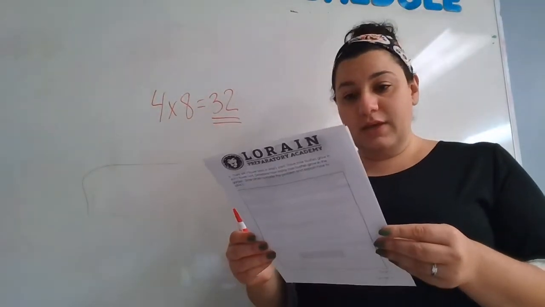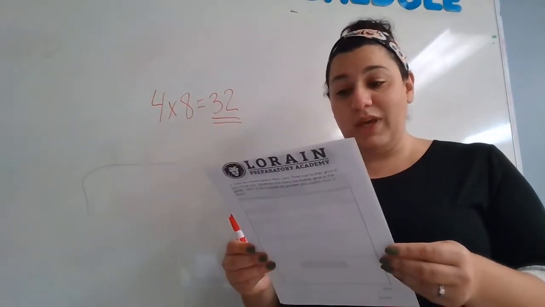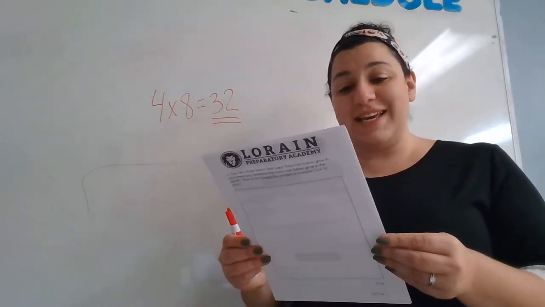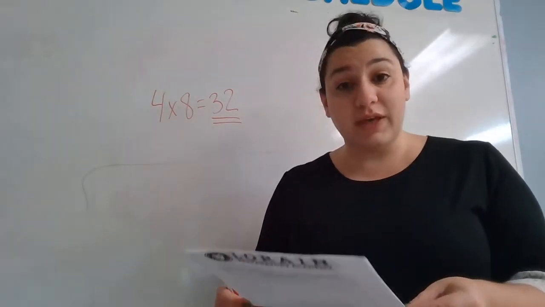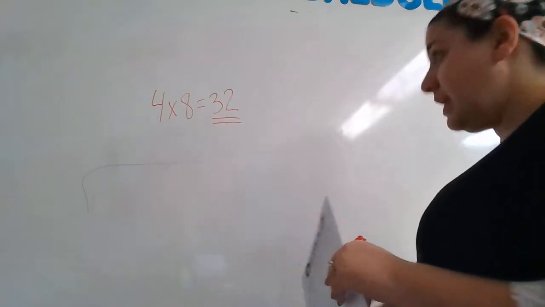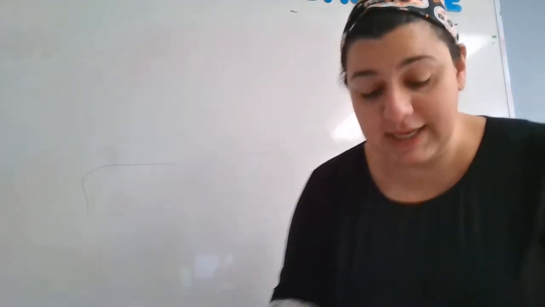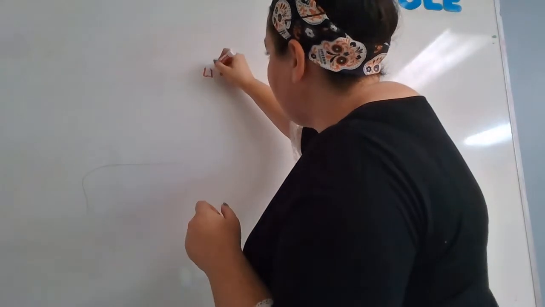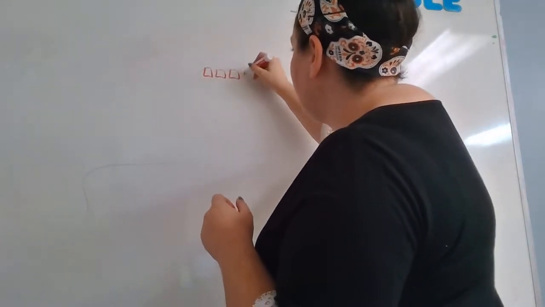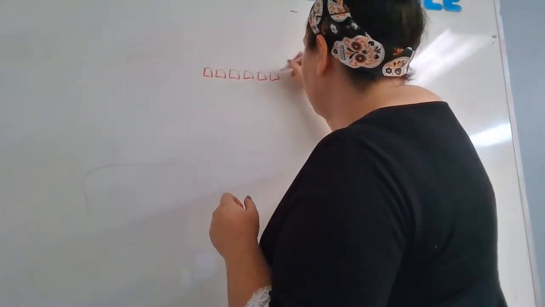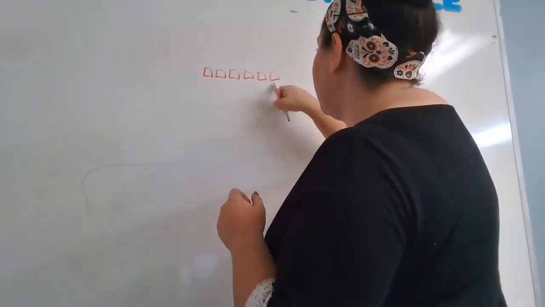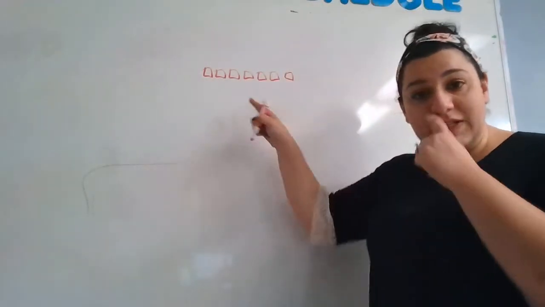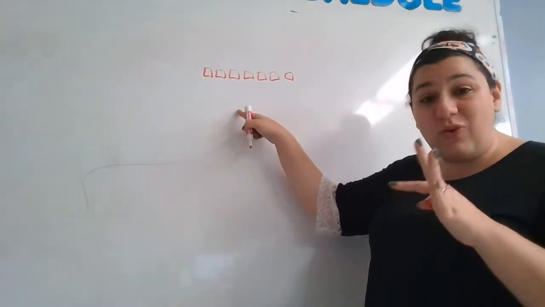Number 3. There are 7 days in 1 week. Determine how many days there are in 4 weeks. Okay? So I'm going to help you start this problem off to solve it. So in 1 week, it said there are 7 days. So what I can do is make 7: 1, 2, 3, 4, 5, 6, 7. That's 1 week. And they're asking 4 weeks.